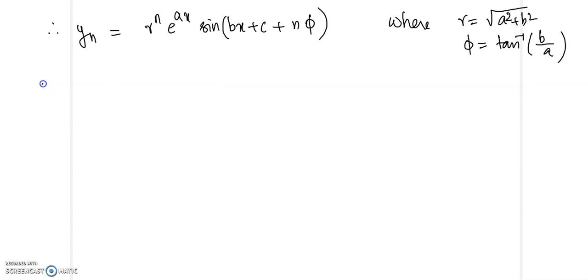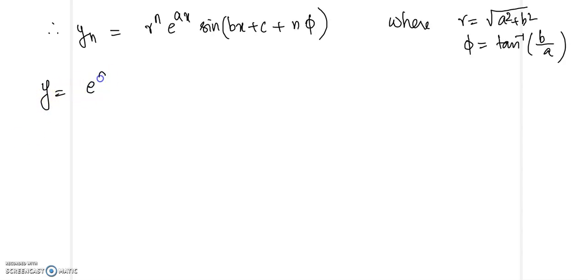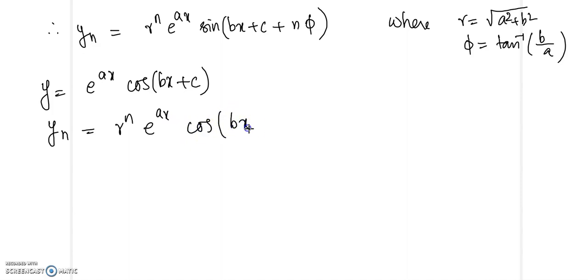And the same way we can find the value for cos also. Take y equal to e raised to ax into cos(bx plus c). So for e raised to ax cos(bx plus c), yn will be again r raised to n e raised to ax cos(bx plus c plus n phi). Here also the same thing applies: r is root of a square plus b square and phi will be tan inverse of b by a.